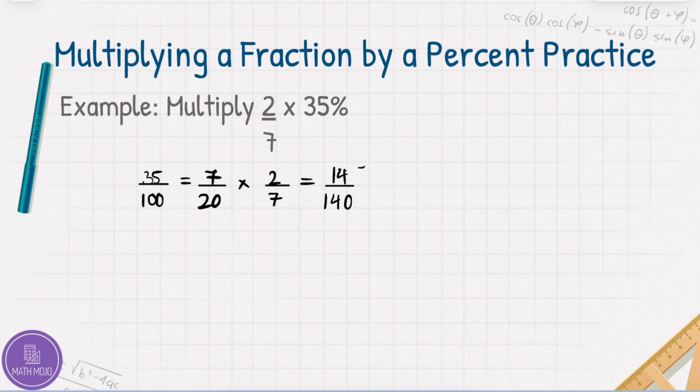Now we can simplify this further. We can divide the top by 14, which is going to give us 1, and we can divide the bottom by 14, which is going to give us 10. Now to get 1 over 10 as a percent, we're going to divide this in our calculator. 1 divided by 10 gives us 0.1, and then as a percent, this gives us 10%. So that is our final answer.